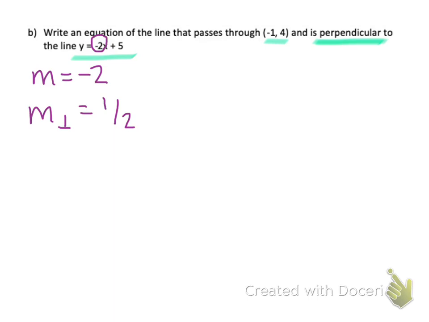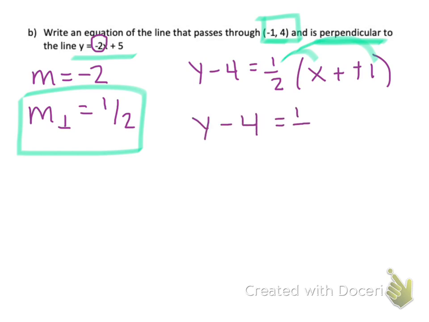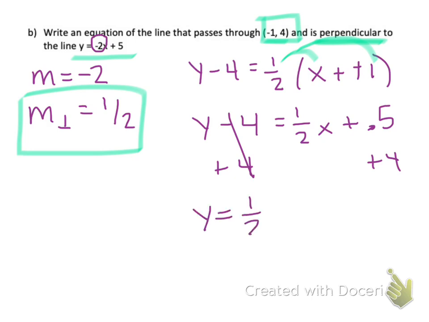Now I'm ready to write my equation with my slope and my point. So I have y minus 4 equals 1/2 times the quantity x minus negative 1. Again, at this point I'm going to already change that double negative to be a plus. And now I'm going to distribute the 1/2 in. So I have y minus 4 equals 1/2 x. And 1/2 times 1 will just be 1/2. And I'm going to write this as a decimal, as 0.5. Now I'm going to add the 4 to both sides. And I will have y equals 1/2 x plus 4.5.